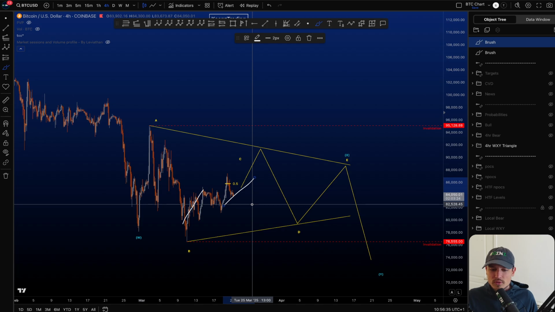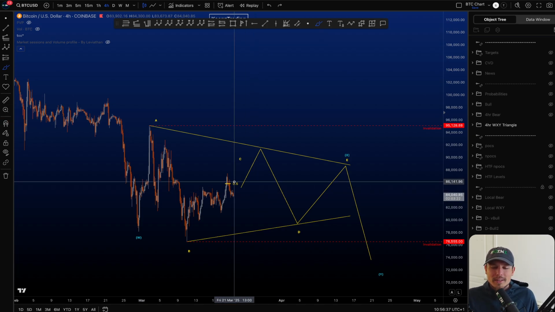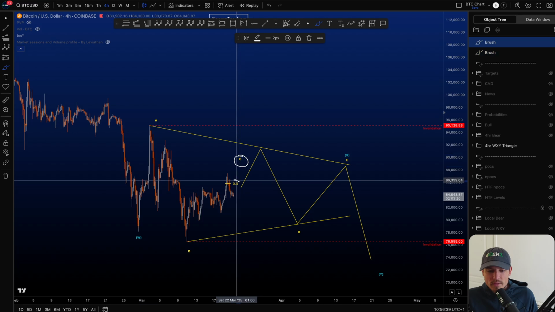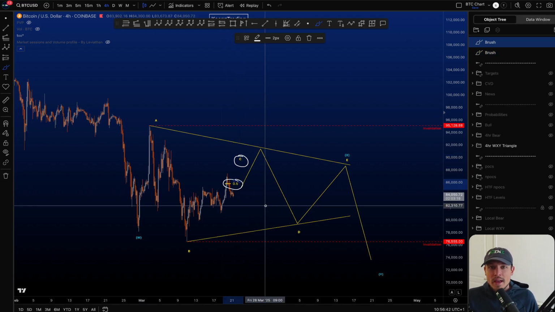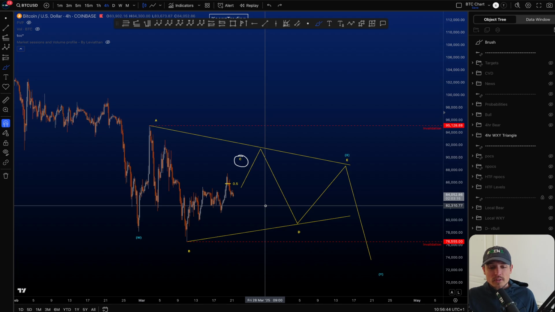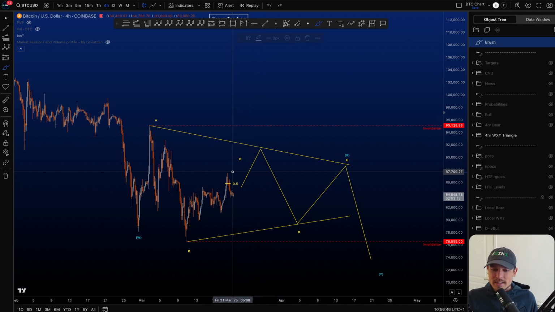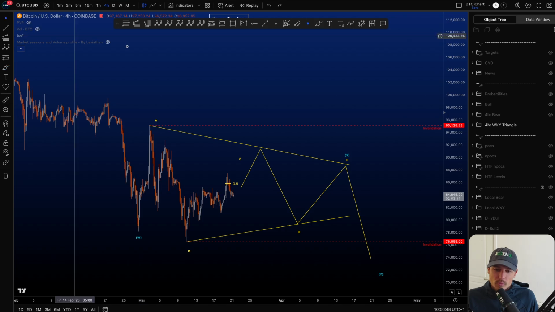W and Y are also more in sync with one another, but the minimum target for a wave C, being the 0.5, has been hit. It's the minimum common target. It does not necessarily need to go above this high. It would be nice though.